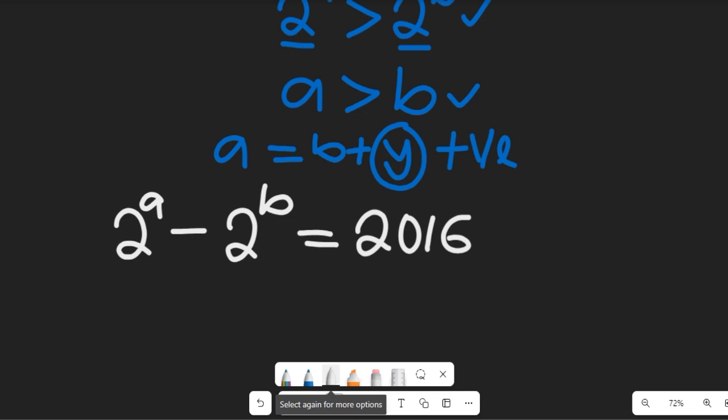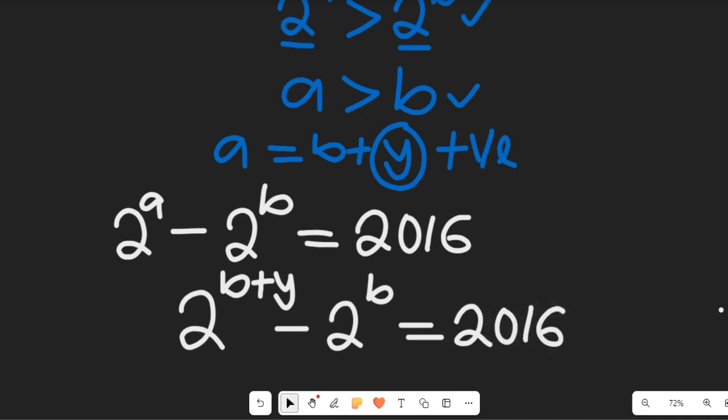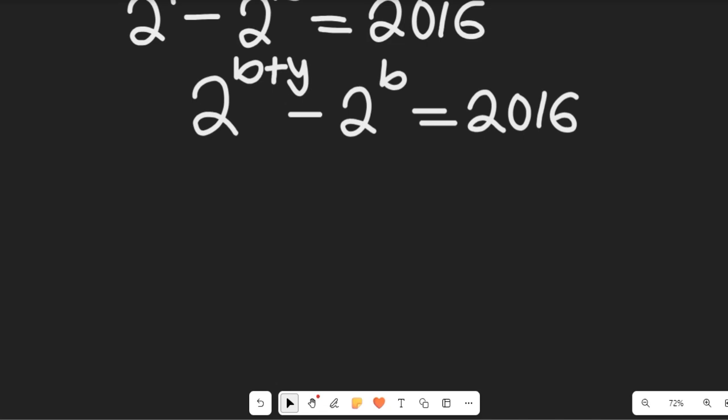Remember, we have now come to see that a is equal to b plus y, right? If a is equal to b plus y, then we can simplify this. I can simply replace, and this will give me 2 to the power of b plus y, minus 2 to the power of b, and this will be equal to 2016. Great. Now in the next step, we're going to simplify. But as we simplify, I want you to recall one algebraic or indices expression.